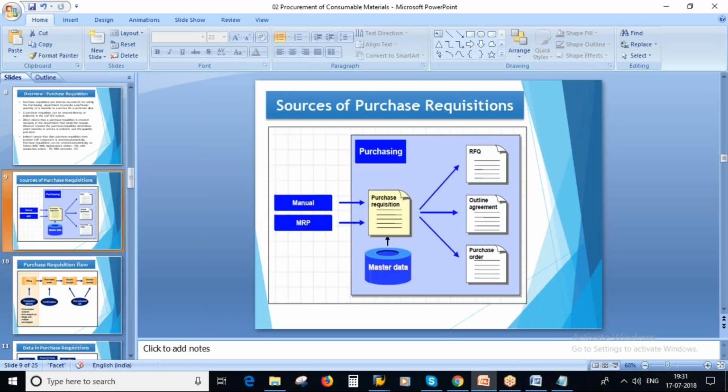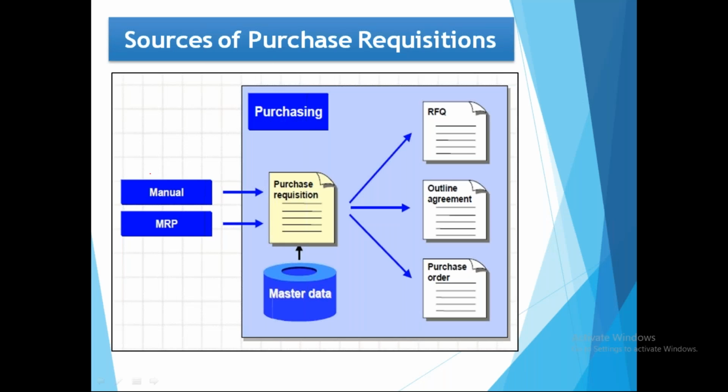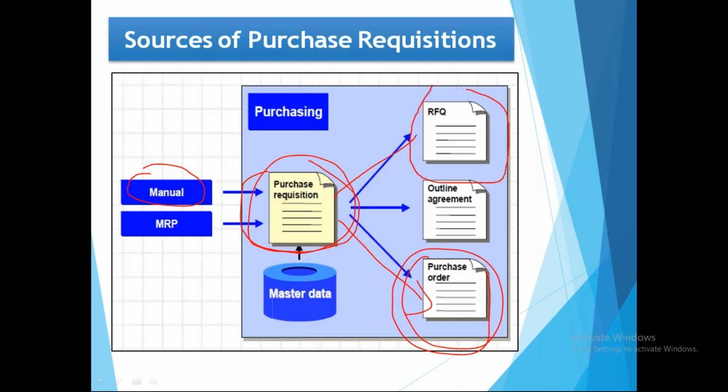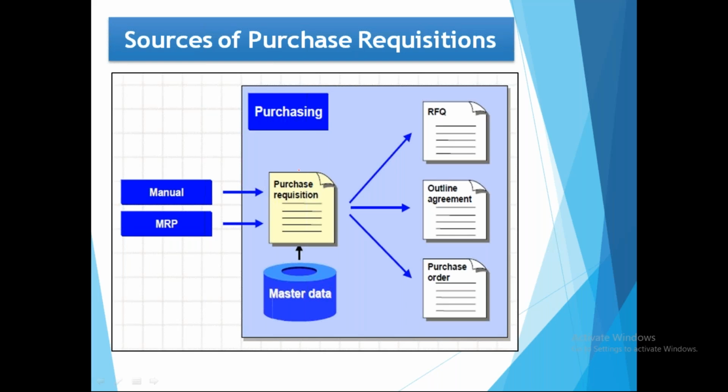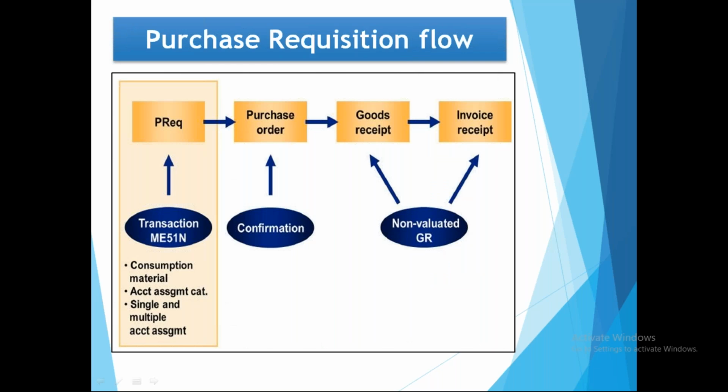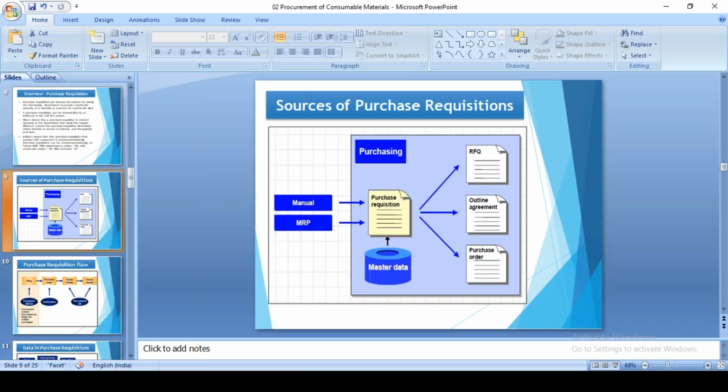Whenever a department requires a material, they will create a purchase requisition. This purchase requisition will be converted to a purchase order by the purchasing department to procure the material. Or sometimes you can convert it to a request for quotation or an outline agreement. This we will see in later classes. But the most predominant scenario is that once a purchase requisition is created, it will be converted to a purchase order. Either these purchase requisitions can be created manually or automatically by MRP or from some other areas. So the first step in our procurement of consumable materials is creation of purchase requisition.